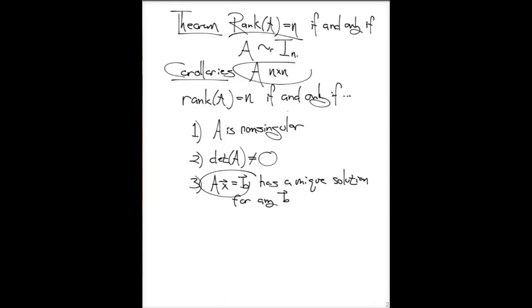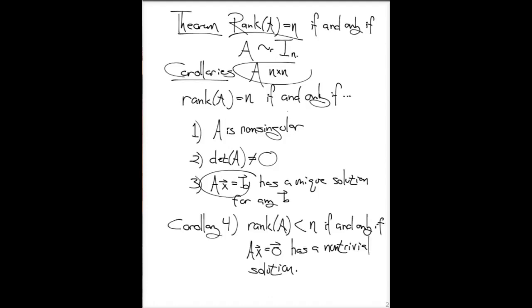And the last corollary doesn't exactly fit into this pattern, so I'll list it on its own. This last one, rank of A is less than n if and only if the homogeneous equation Ax equals 0 has a non-trivial solution.